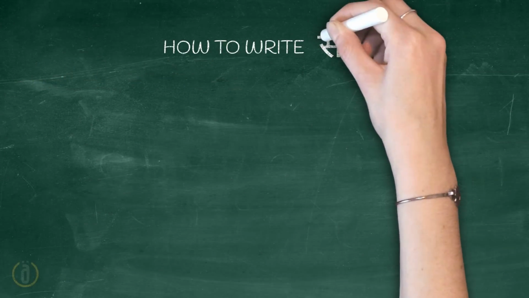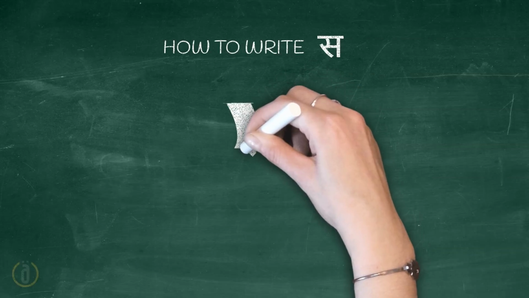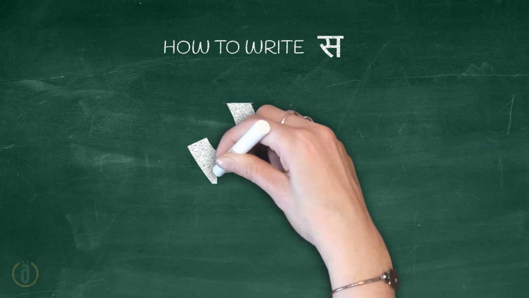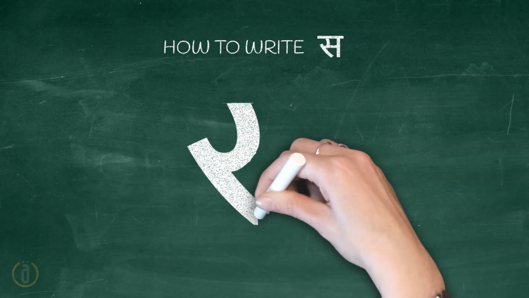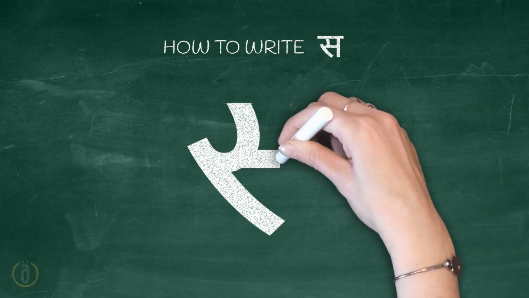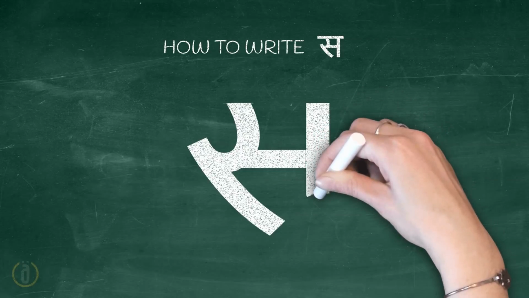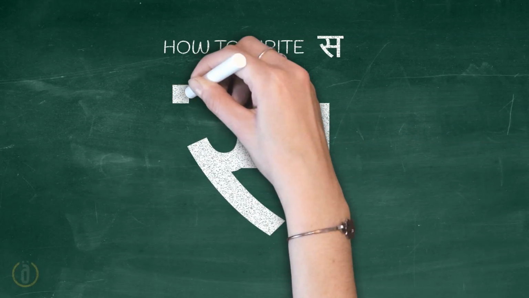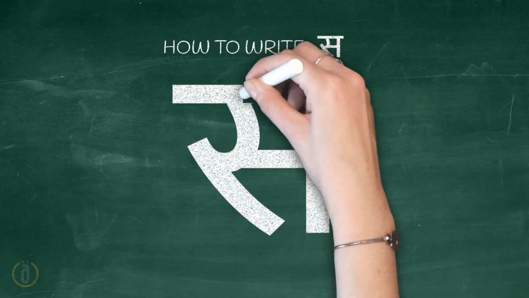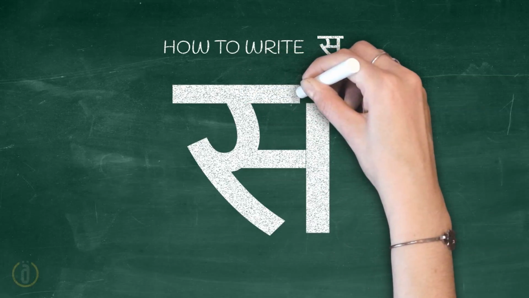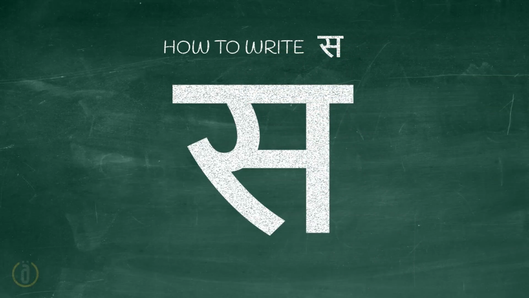How to write s? Start drawing a hook and pull a tail downwards. Draw a sleeping line in the middle and connected to that, draw a standing line. Finally, draw a sleeping line on the top.